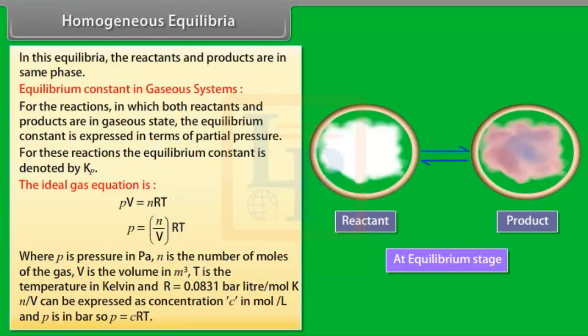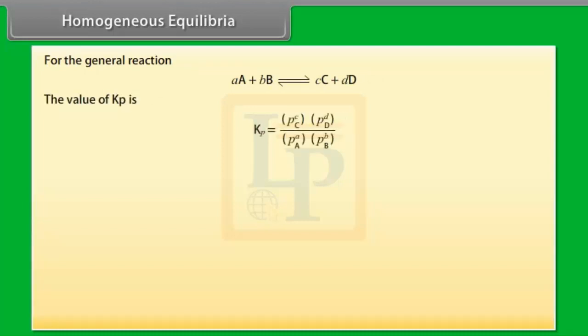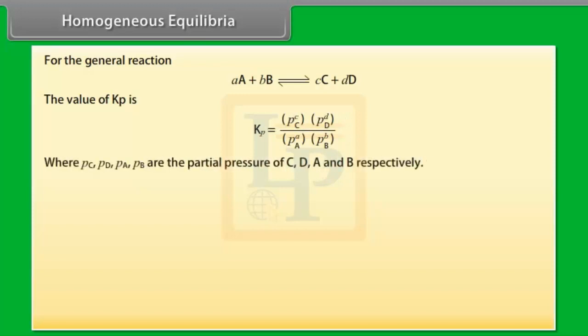N by V can be expressed as concentration C in mole per liter and P is in bar. So, P is equal to CRT. For the general reaction, the value of Kp is expressed in terms of Pc, Pd, Pa, Pb, where Pc, Pd, Pa, Pb are partial pressures of C, D, A and B respectively, and it can be solved further.